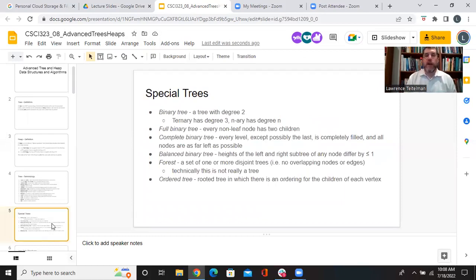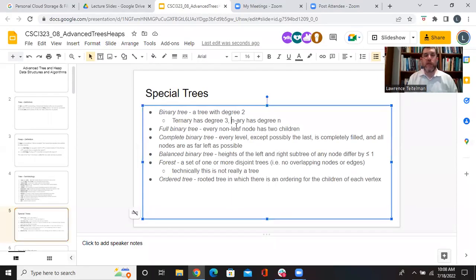Okay, we have some special trees here. We have binary trees, which have degree 2. That means that each node can have at most 2 children. A ternary tree has degree 3. That means each vertex, or node, can have at most 3 children. And an n-ary tree has degree n. Or maybe we'll change that to m, because n is usually by convention the number of nodes in the tree. So we're going to change that to m-ary. Okay, not to be confused with Mary.